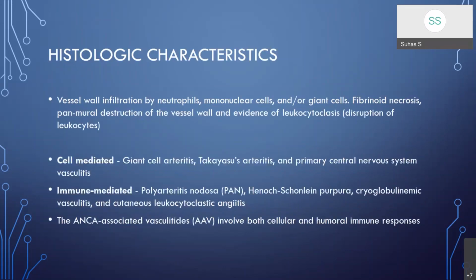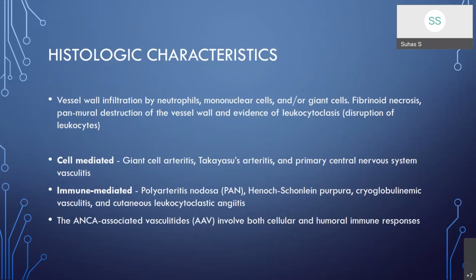Coming to histological characteristics, commonly we find infiltration by neutrophils and mononuclear cells with or without giant cells. There may be pan-mural destruction of the vessel wall and evidence of leukocytoclasis, that is, disruption of leukocytes, in some of the conditions. In some conditions, the structure of the vessel wall is well maintained, for example in TAO. In other conditions, the structure of the vessel wall itself may be altered.